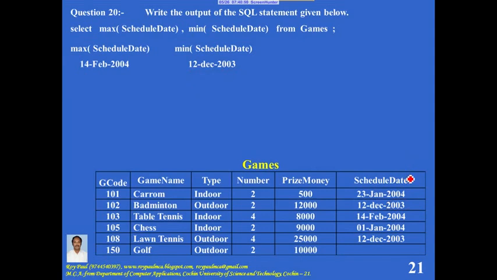So to find the maximum and minimum value of date, first you should check the year. Now if year is the same, you should check month. And if month is also same, you should check the day. And if year, month and day all are same, the two dates are equal. So the output of the statement is as given like this.